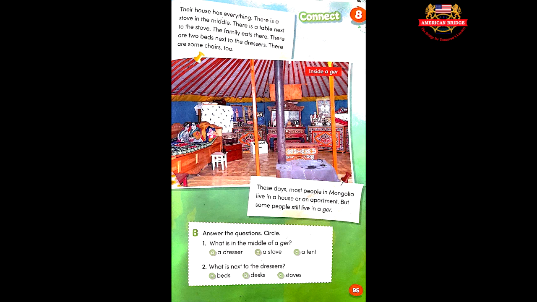Their house has everything. There is a stove in the middle. There is a table next to the stove. The family eats there. There are 2 beds next to the dressers. There are some chairs too. These days, most people in Mongolia live in a house or an apartment. But some people still live in a ger.